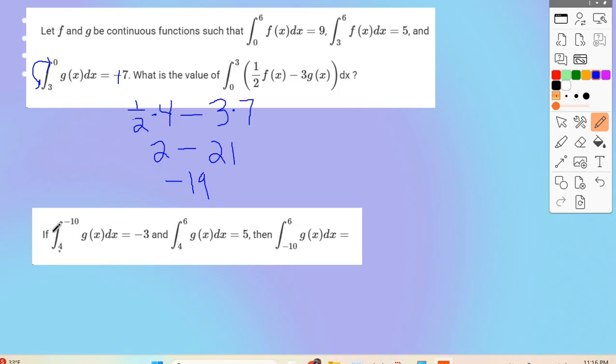Lastly, we have, so again, I'm going from 4 to -10. We don't really like those bounds. We're going to flip them. We're allowed to do that as long as I change this to the opposite sign. And then I also have from 4 to 6 is 5. So we know that from -10 to 4 is 3. So that gets us part of the way. And then we know that from 4 to 6 is 5. So we can take that first part, which is 3, add that second part, which is 5. So we get a total of 8. And that's all that we have today.